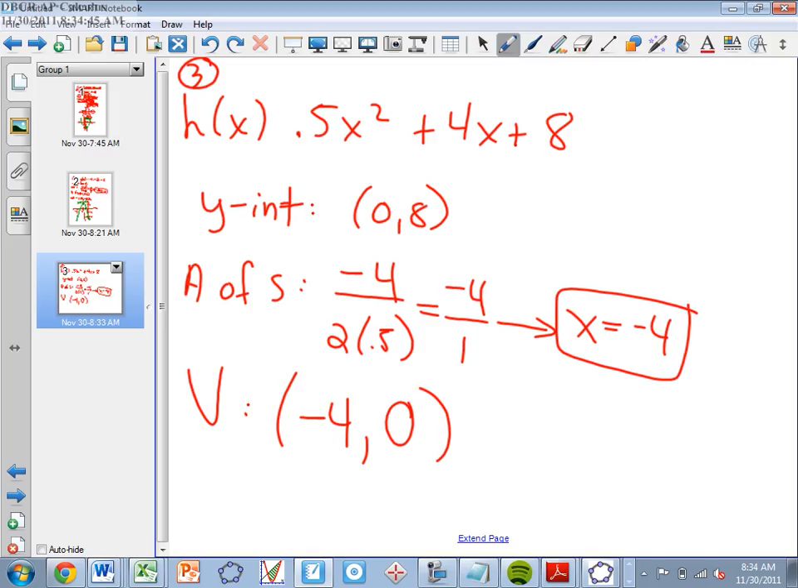So we got the y-intercept, axis of symmetry, the vertex, and finally we need the x-intercepts. What are the roots of this function? Back in the corner, Trayvon. What is it? Negative 4.